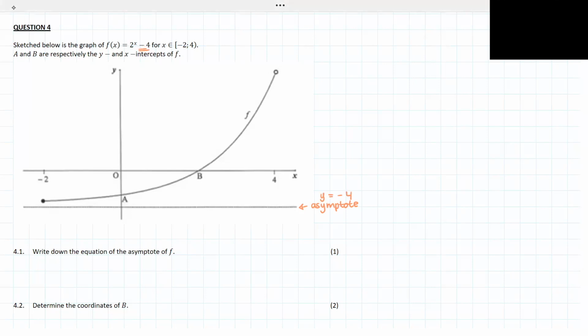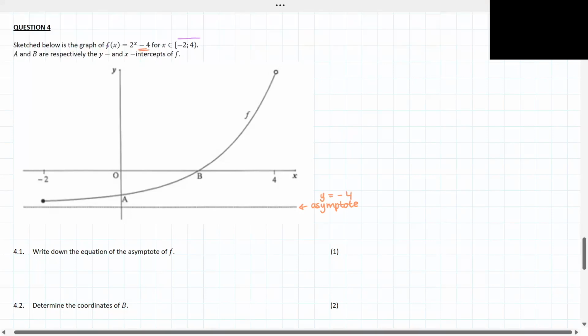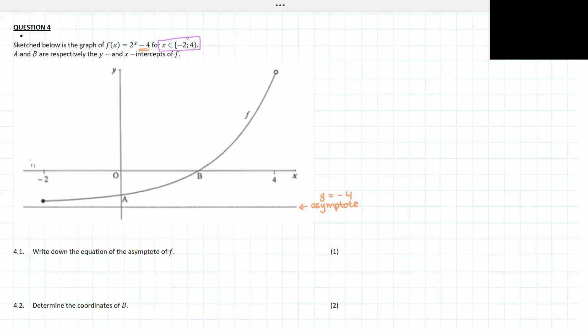The next thing that we were told is the interval. We're only considering the x values between negative 2 and positive 4. Now you can see this. The graph stops at negative 2. The graph stops at positive 4. Really importantly, negative 2 is included because it's a colored in dot and it is a square bracket, whereas 4 is excluded because it's a round bracket and an open dot. A and B are the y and x intercepts respectively.